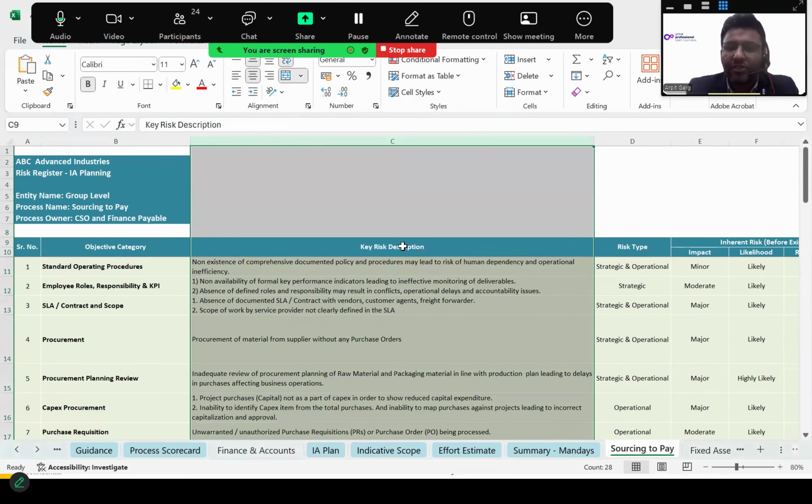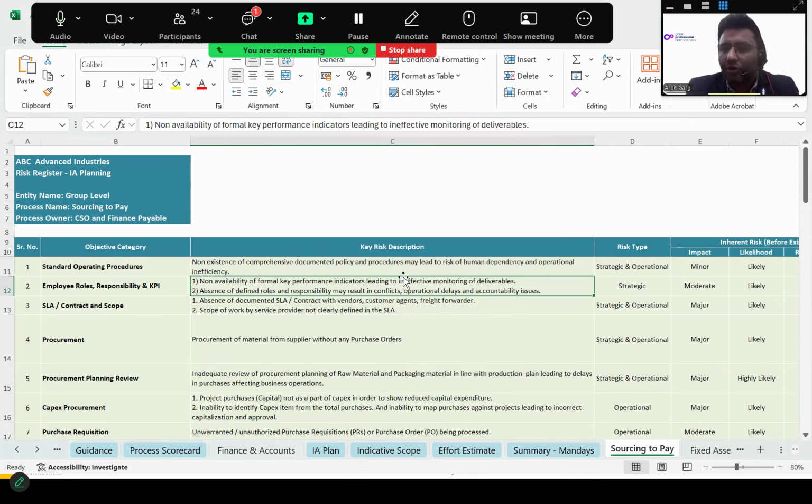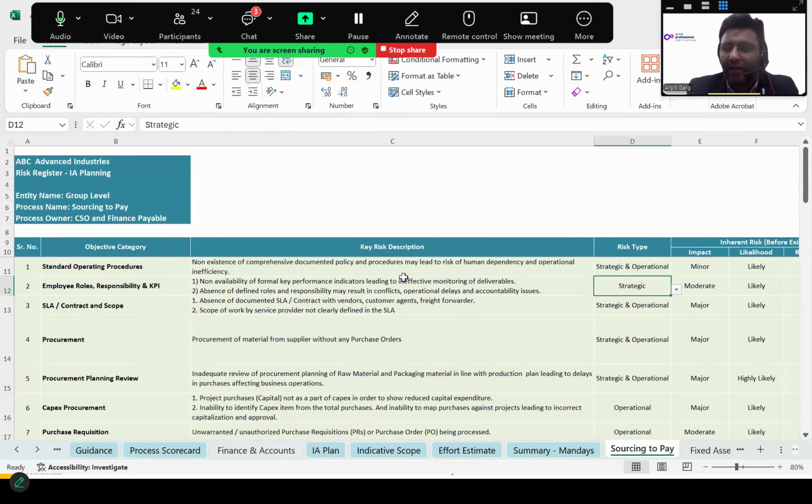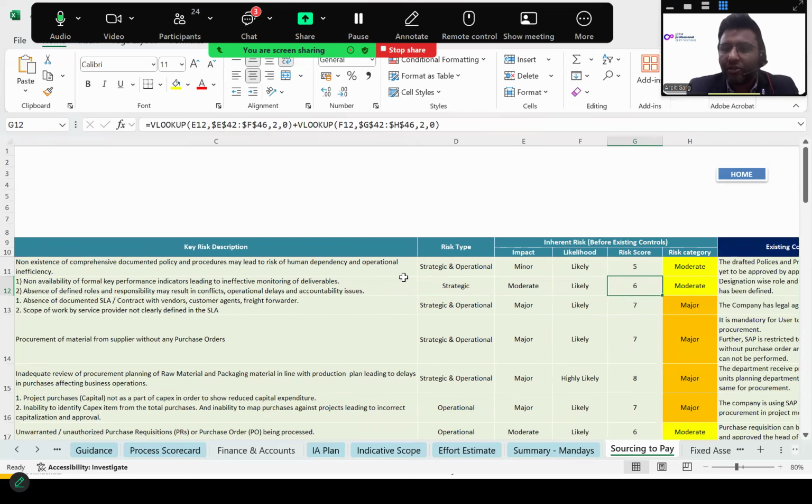Which means I am trying to know what is the chance of this risk happening. Because if there is a high chance of it happening, and let's say it has a high impact, in that case the control for this risk becomes very, very important for me. So I'm going to do an inherent risk score. Let's say I've categorized this risk into different categories, and based on that I put it as a minor impact or a likelihood, and based on that a risk score gets created.